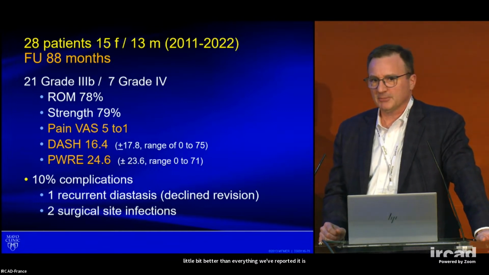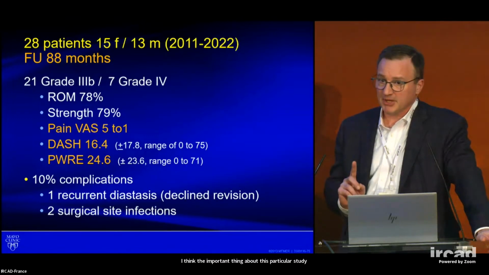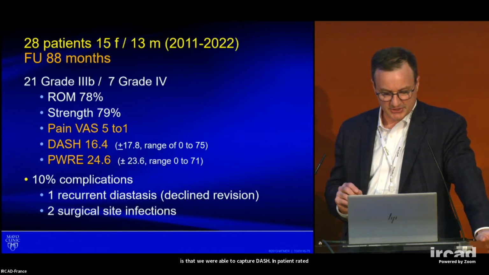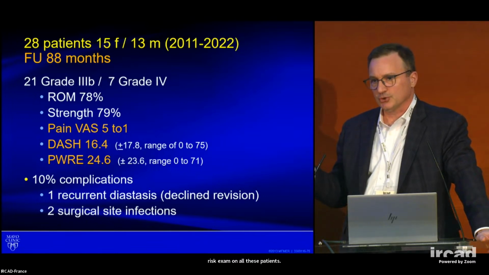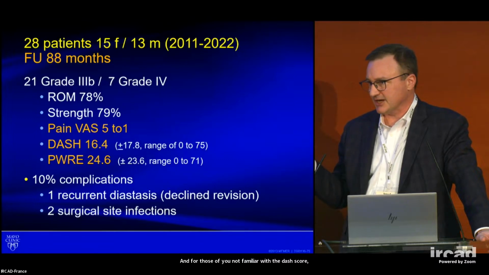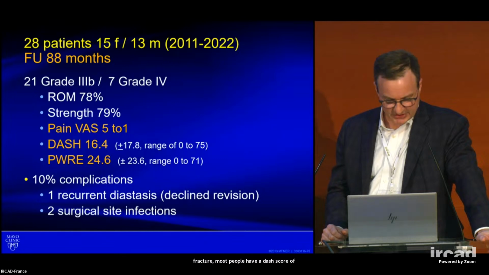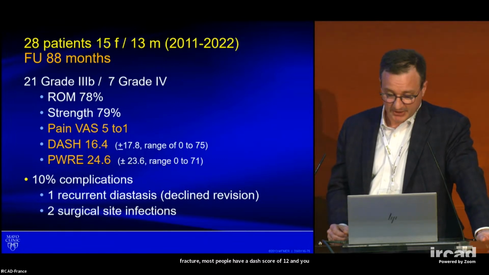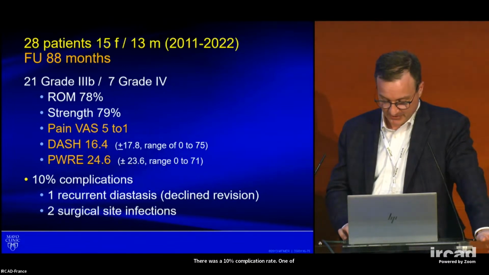I think the important thing about this particular study is that we were able to capture DASH and patient-rated wrist exam on all these patients. And for those of you not familiar with the DASH score, basically, once you recover from a closed distal radius fracture, most people have a DASH score of 12, and you can see here the DASH score in these patients is 16. There was a 10% complication rate. One of those was recurrent diastasis, and 2 of them were surgical infections.